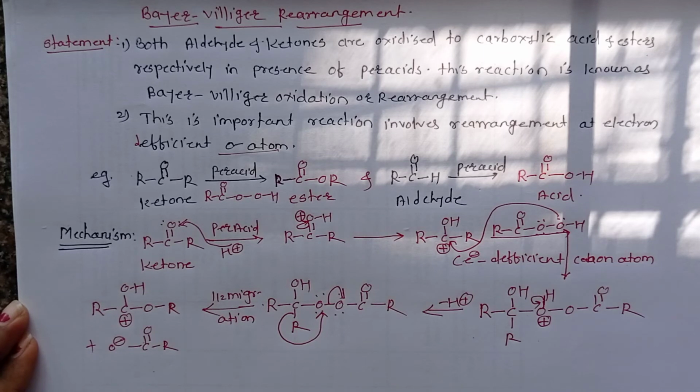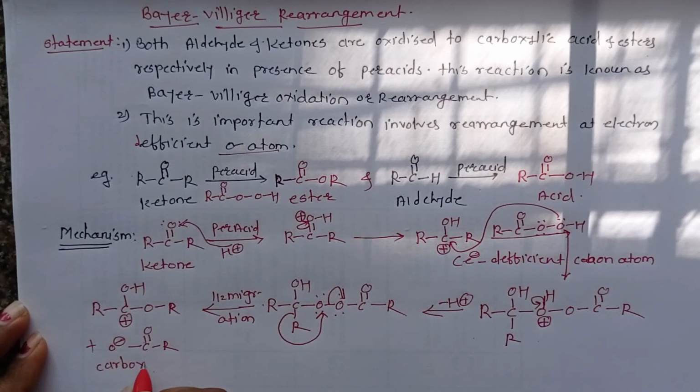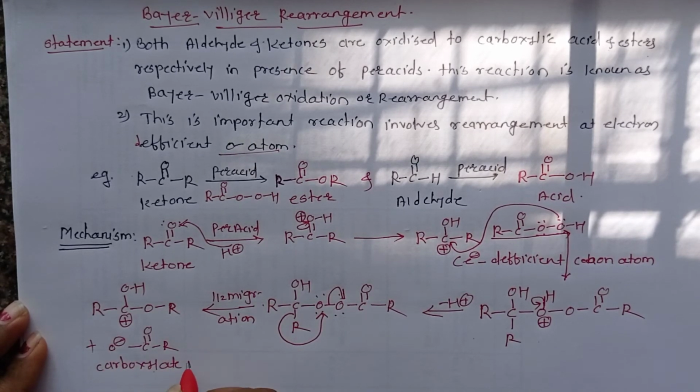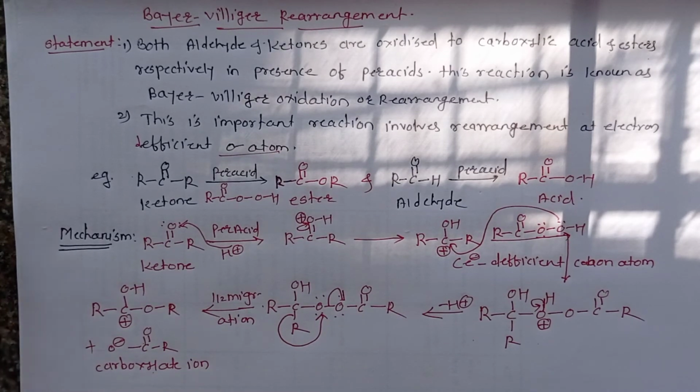So what is the driving force of the Baeyer-Villiger rearrangement? This carboxylate ion, because this enolate ion can be stabilized by resonance. So this is the driving force of the reaction.